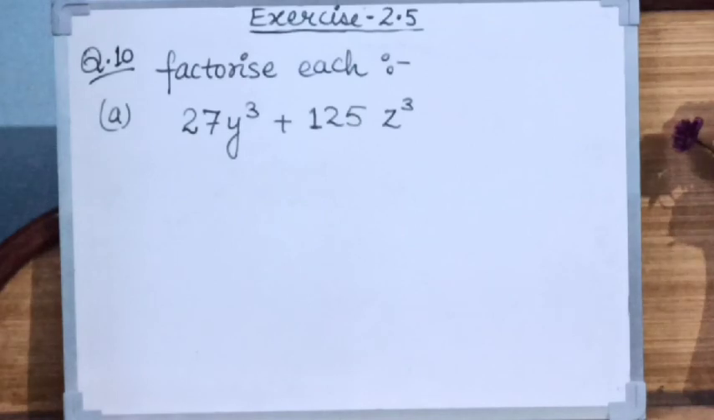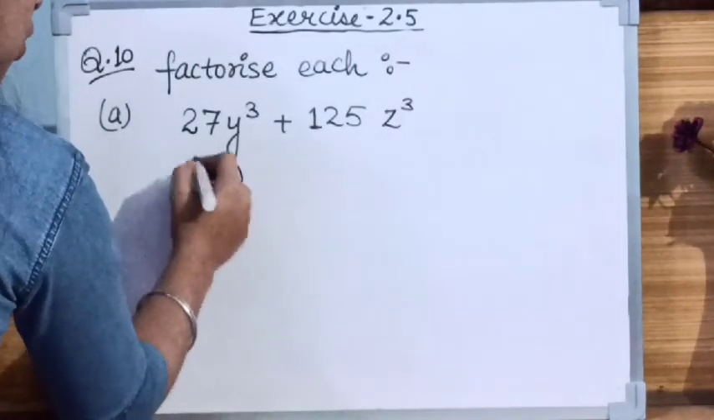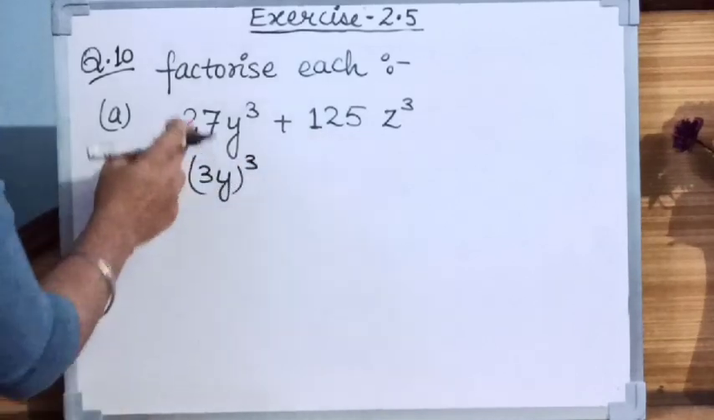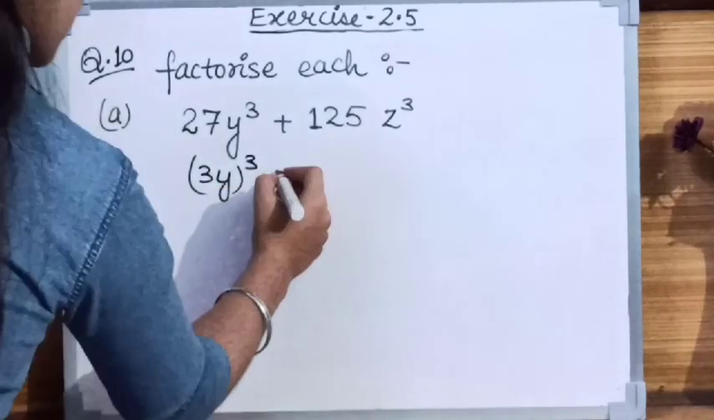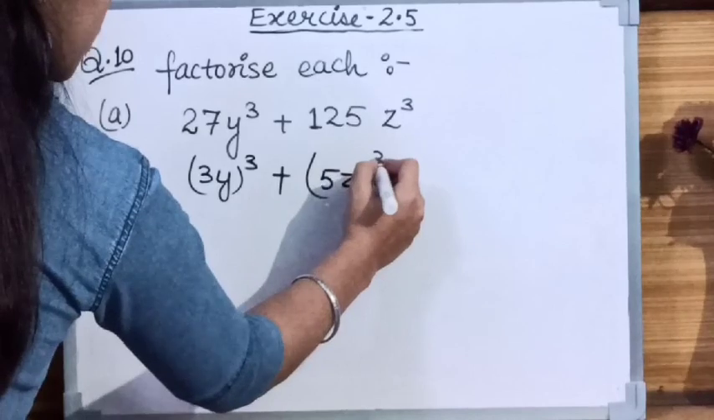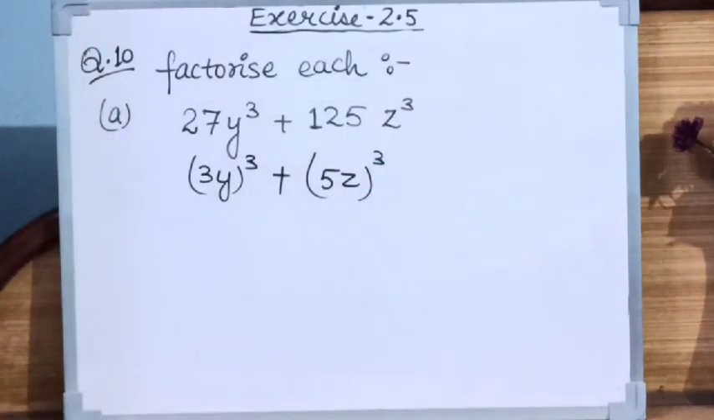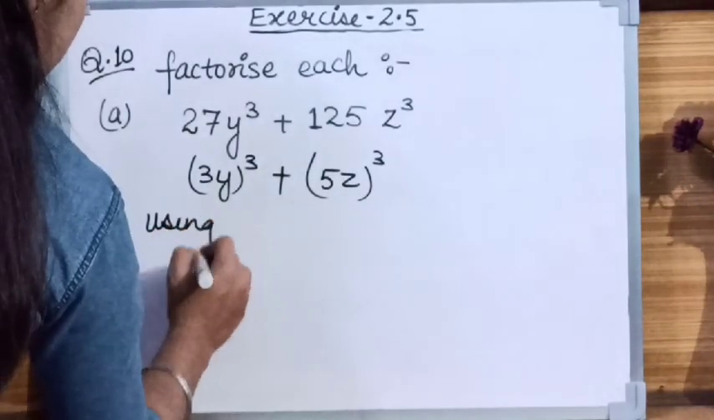So you know that 27y cube can be written as 3y whole cube, because the cube of 3 is 27, and similarly 125 can be written as 5z whole cube. Now you will match this with your set of identities. As you know, we were told that we have some extra identities.